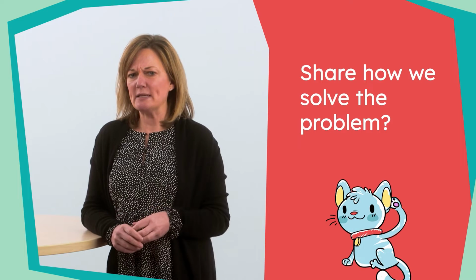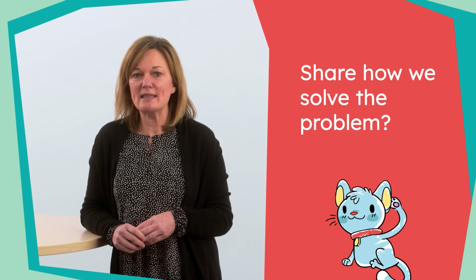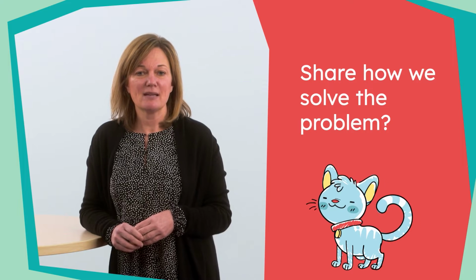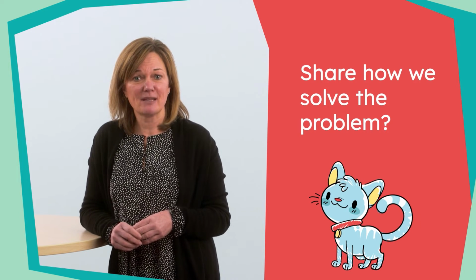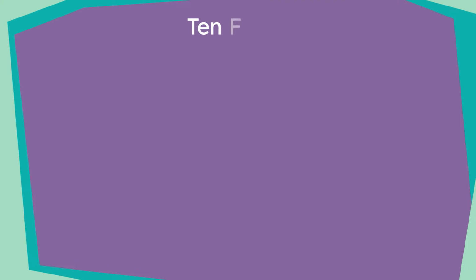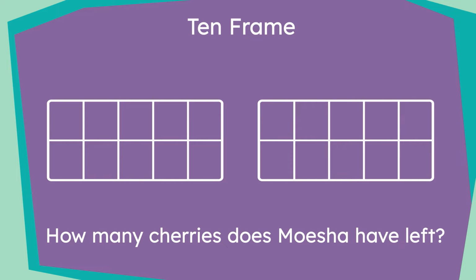Splat always helps me solve math stories. Splat just told me a way that I can solve this problem. Splat says we can use a tool called a 10 frame. Let's try it out. We will use 2 10 frames to find out how many cherries Moesha has left. We are going to fill the 10 frames with the amount of cherries that Moesha has before she shares with Jacob.